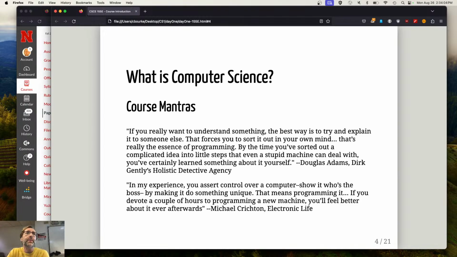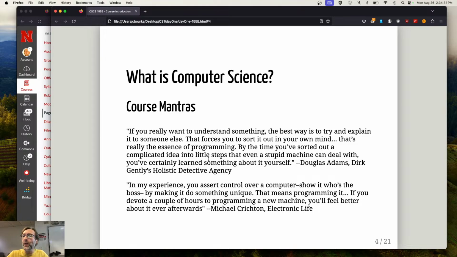What is this course about, or more generally, what is computer science about? I like to use a couple quotes here from science fiction authors, because if you read my bio, you'll understand I like reading science fiction. Here's one from Douglas Adams. If you really want to understand something, the best way is to try to explain it to somebody else. That forces you to sort it out in your own mind. That's really the essence of programming.